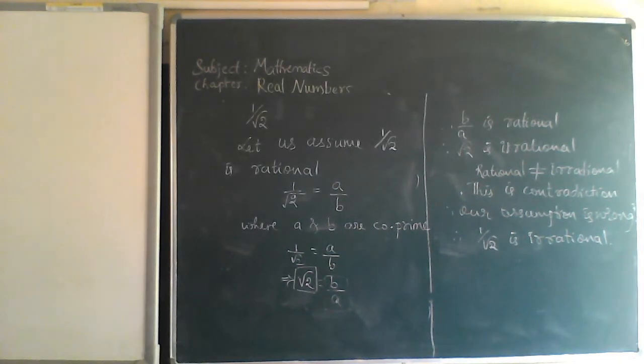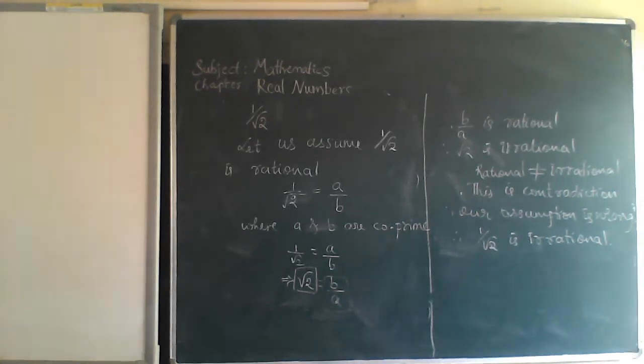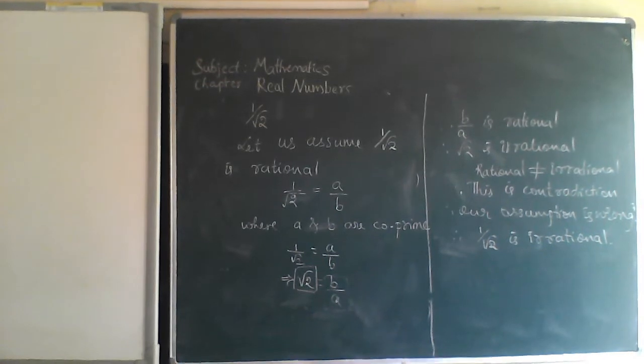First, what we have to do? We have to assume the number is a rational number, which can be in the form of p by q. That is, we will take a by b, where a and b are co-prime numbers, and simplify, having 1 by root 2 equal to a by b. Then we will get b by a is a rational number and root 2 is an irrational number. And this is a contradiction, that is, rational is not equal to irrational number. Our assumption is wrong. Then 1 by root 2 is an irrational number.